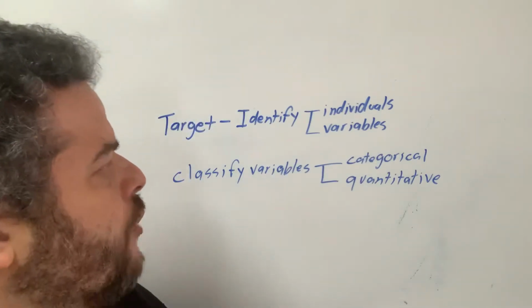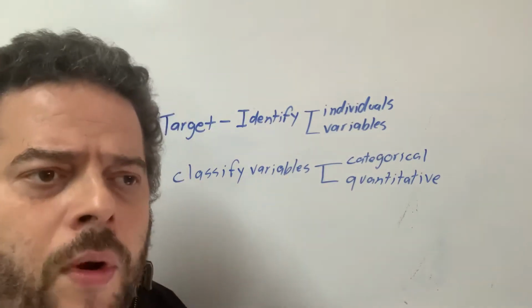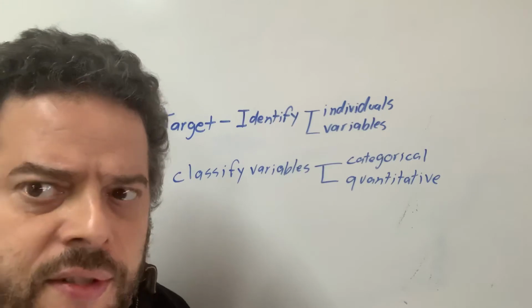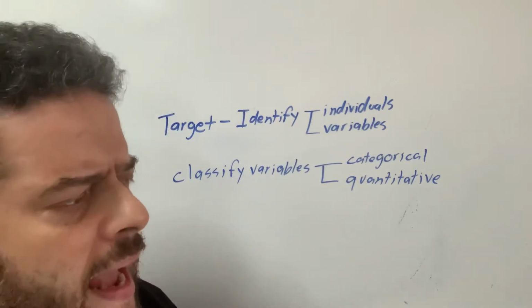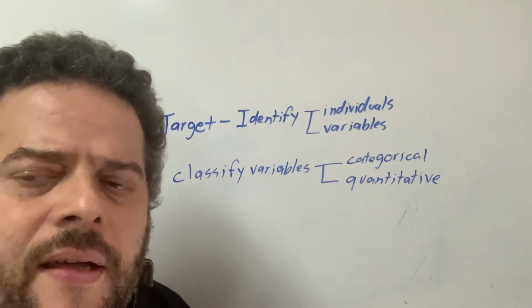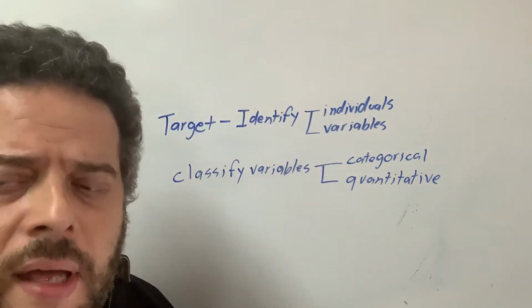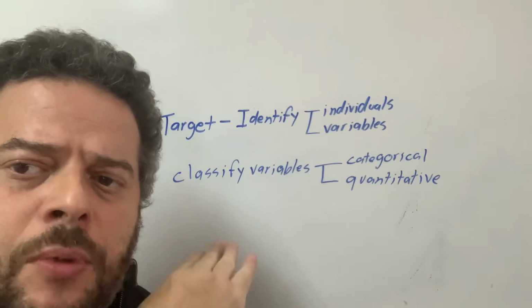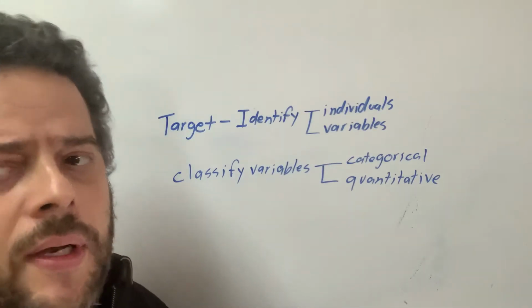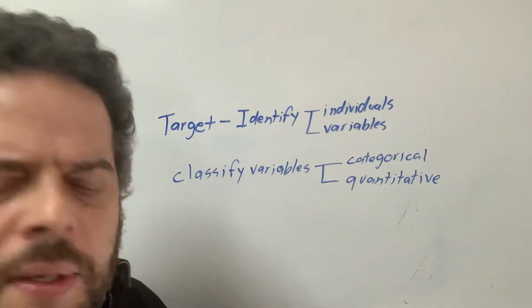Now, how do we organize data? One of the most common tools in statistics are tables. We assign variables to the columns, and usually each individual is described per row. Now sometimes this changes, but that's pretty much standard.